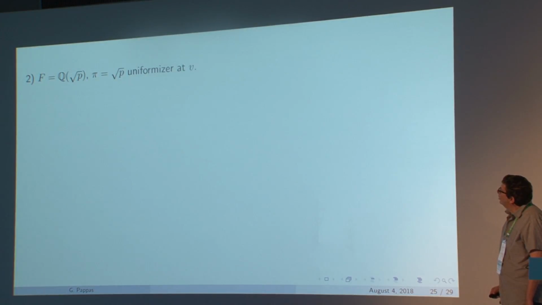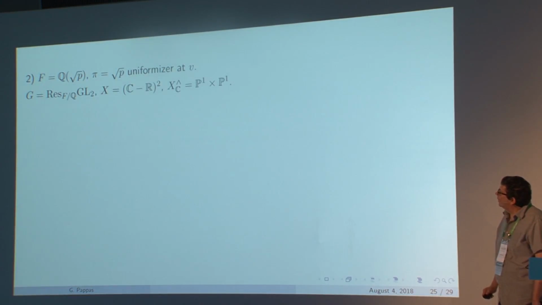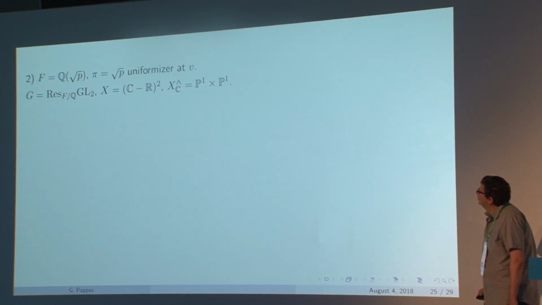So here's another example. I take a real quadratic field. I take a ramified place. The group is a restriction of scalars from this.